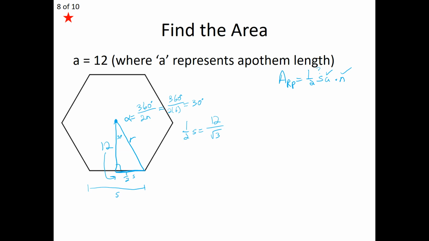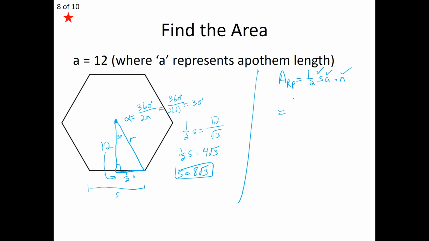Now, what we find there is I can simplify the right-hand side. 12 divided by root 3 simplifies to 4 root 3. And then I can get my side length by multiplying both sides by 2. So the side measure is 8 root 3. So now that I have 8 root 3, I can change my story over here with my checklist. Check, check, check. I have everything I need. So let's go ahead and plug that in.